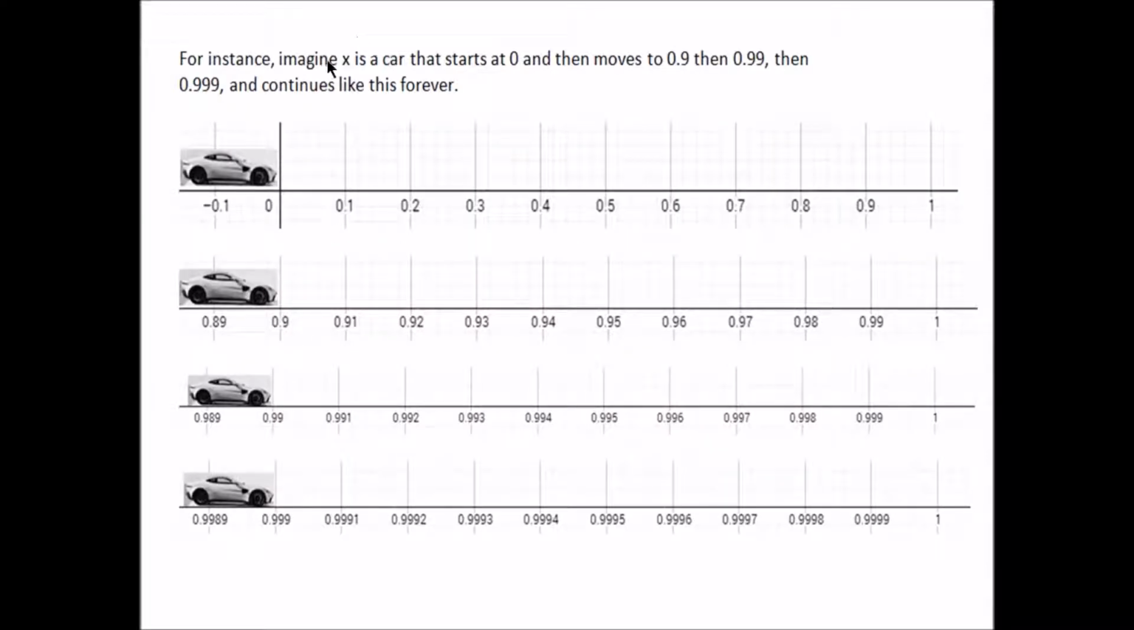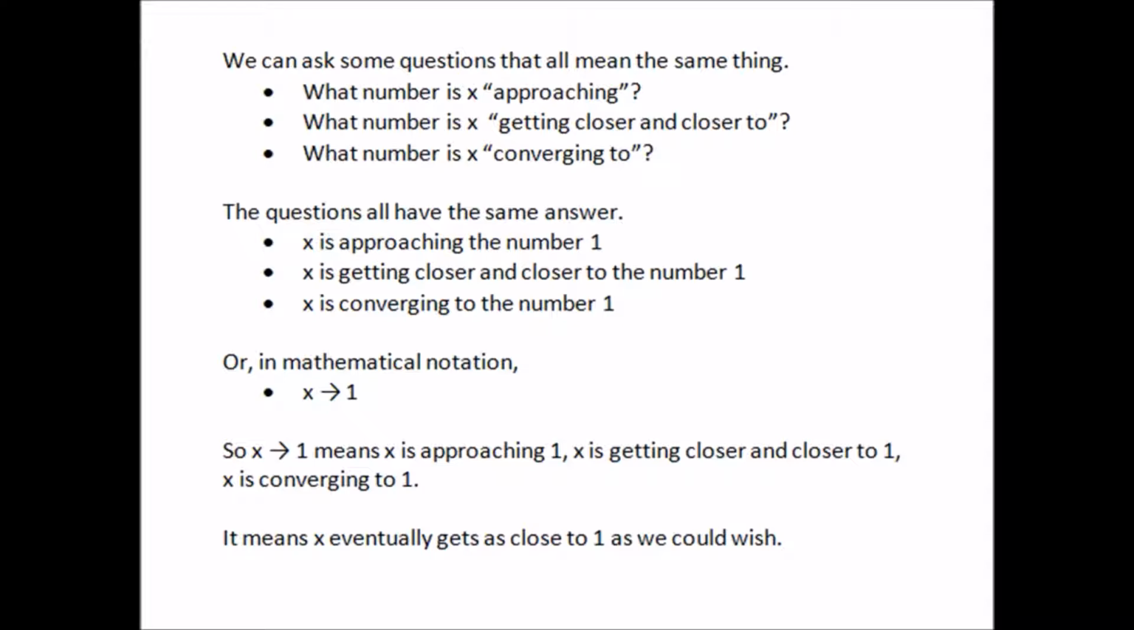So for instance, let's imagine X is a car, and X is sitting at 0, and it goes to 0.9. And then from 0.9, it goes to 0.99. And then it travels to 0.999, and then it travels to 0.9999, and it keeps doing this kind of thing forever. Now we can ask some questions. What number is X approaching? What number is X getting closer to? And what number is X converging to? These questions all mean the same thing, so they all have the same answer.